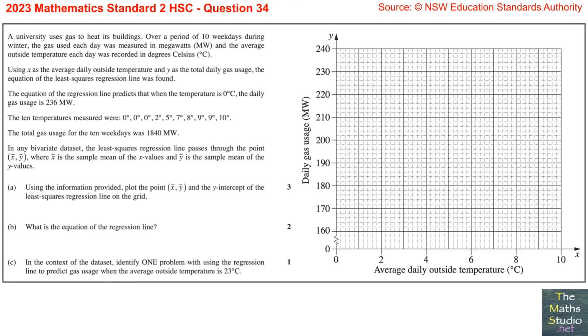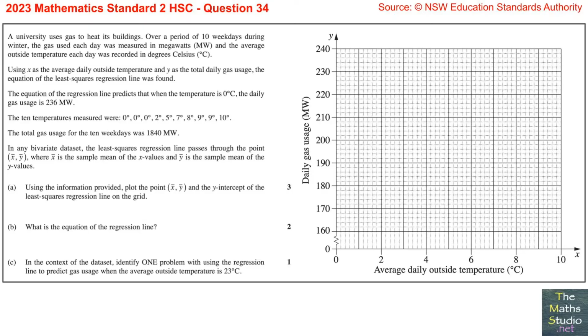Question 34. A university uses gas to heat its buildings. Over a period of 10 weekdays during winter, the gas used each day was measured in megawatts and the average outside temperature each day was recorded in degrees Celsius. Using X as the average daily outside temperature and Y as the total daily gas usage, the equation of the least squares regression line was found.